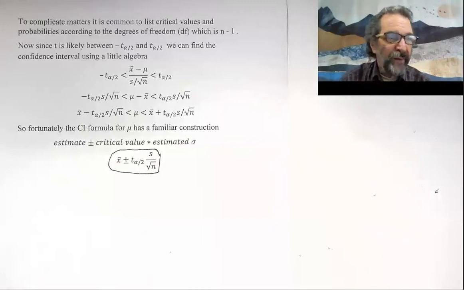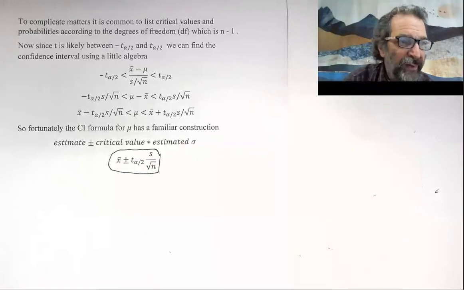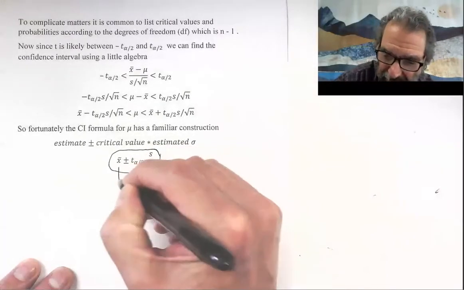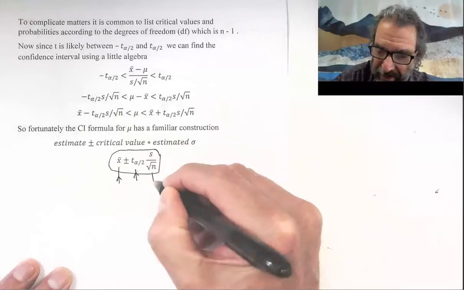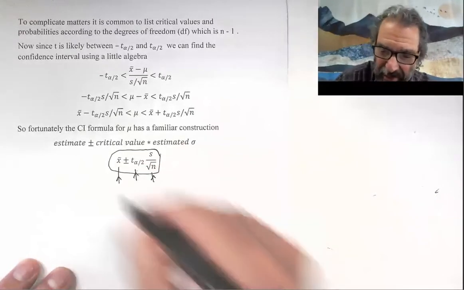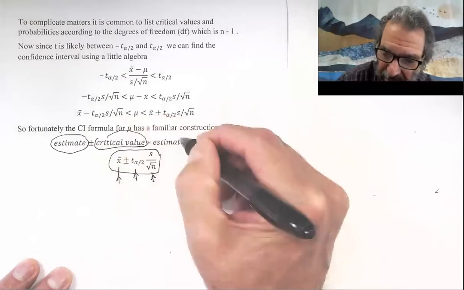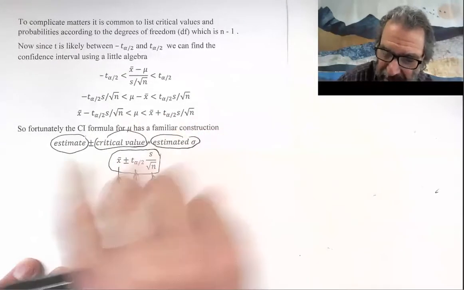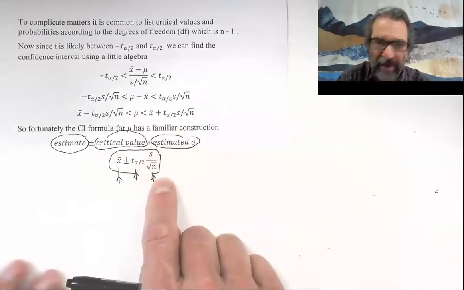So with a little bit of work, we can get a confidence interval formula, and then it makes more sense now that it looks like that, because it looks like an estimate plus or minus a critical value times an estimated standard deviation. So that's pretty well the usual way confidence intervals look. Estimate, critical value, estimated standard deviation. It's not hard to remember what it looks like.